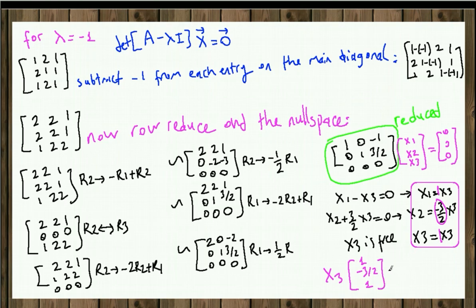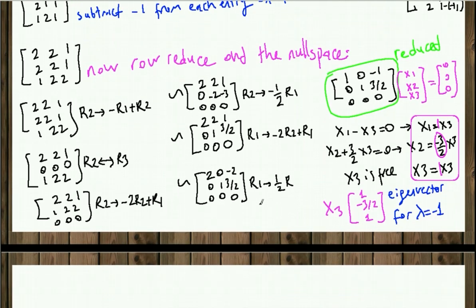So this is the first eigenvector for lambda equals negative 1. So each lambda value corresponds to one eigenvector. Now let's go ahead and find the other eigenvectors. We have lambda equals 0 as the eigenvalue. Let's go ahead and do that.